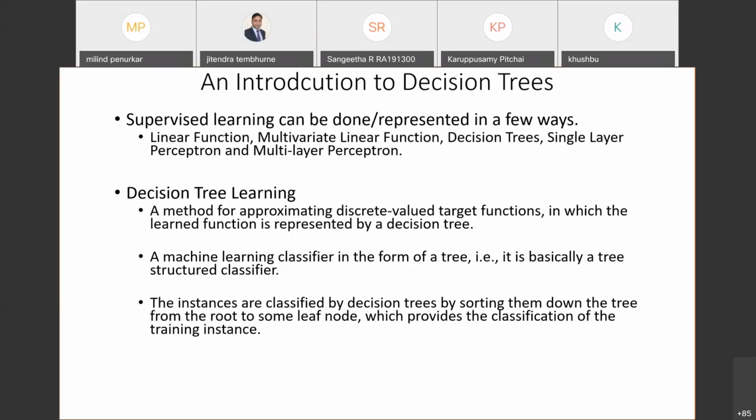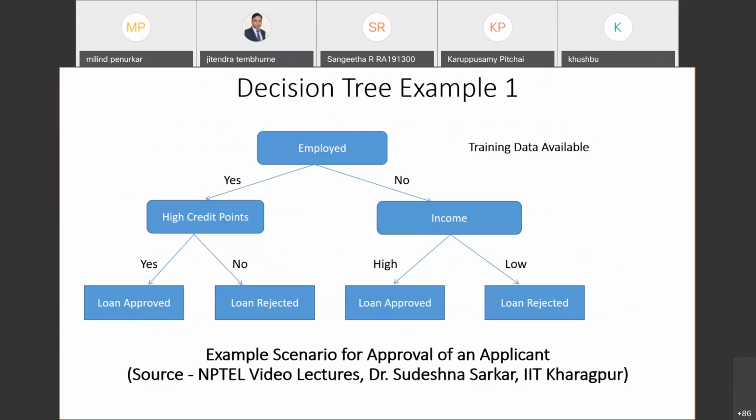And the instances classified by a decision tree, instances meaning those training instances based on their attribute values, are classified by sorting them down the tree, remember this, from the root to some leaf node, which provides the classification of the training instance. So this is just a definition. Let's take an example where we would see what a decision tree is. I was talking about sorting down towards the leaf.